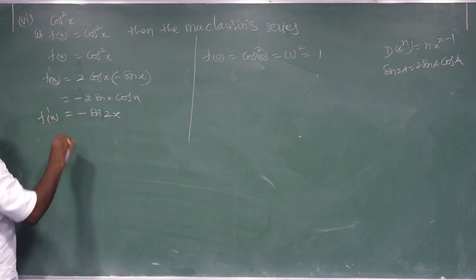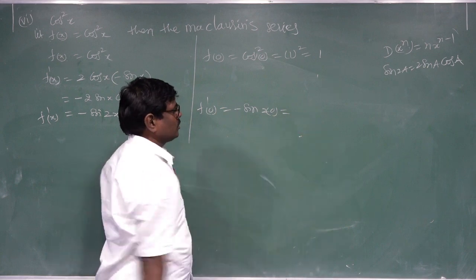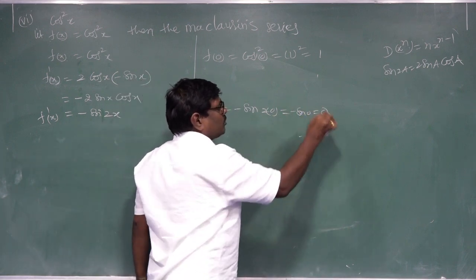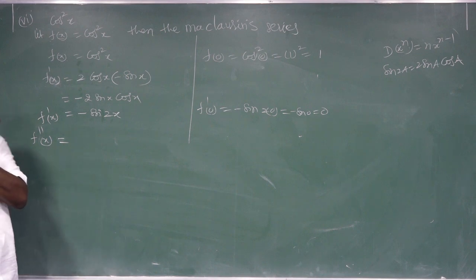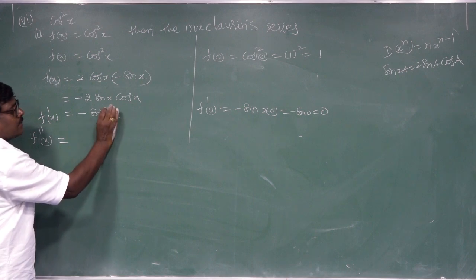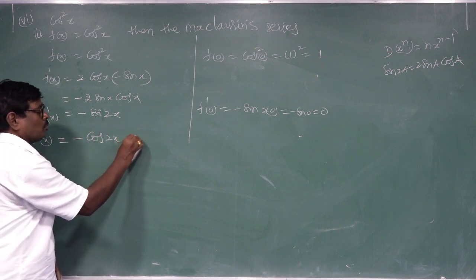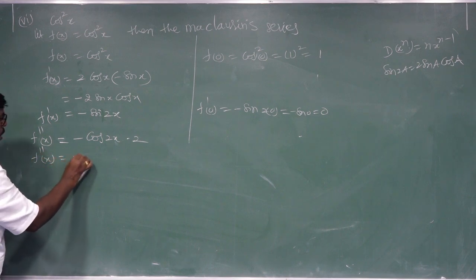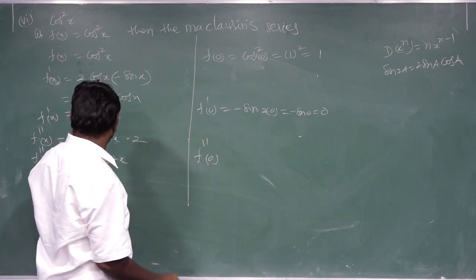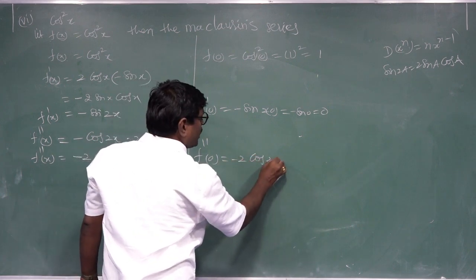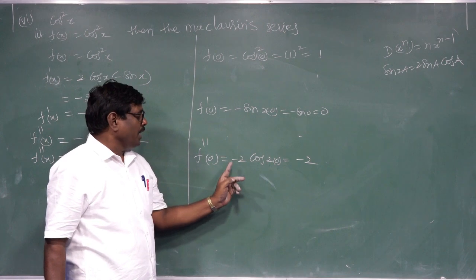This is f dash x. At x equal to 0, f dash 0 equals minus sin of 2 into 0, equals minus sin 0, equals 0. Next, f double dash x. The derivative of minus sin 2x is minus cos 2x, and the inner derivative of 2x is 2, so f double dash x equals minus 2 cos 2x. Substituting x equal to 0, f double dash 0 equals minus 2 cos 2 into 0, cos 0 value is 1, so 1 into minus 2 equals minus 2.